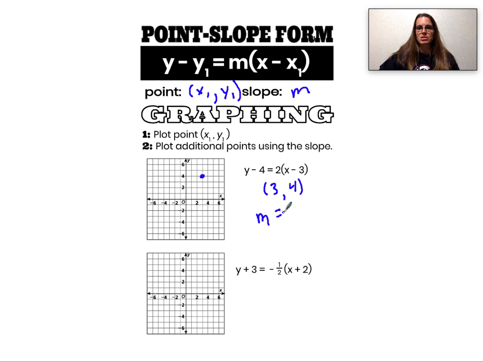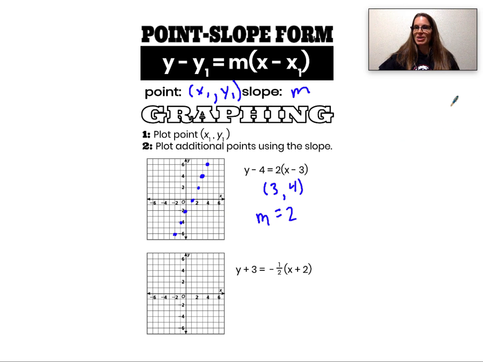Our slope is 2. Up 2 over 1. Working backwards, down 2, left 1. Down 2, left 1. So plotting from point-slope form is very similar to plotting from slope-intercept. Just instead of starting from the y-intercept, you start from the given point.